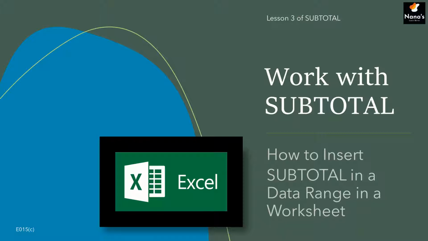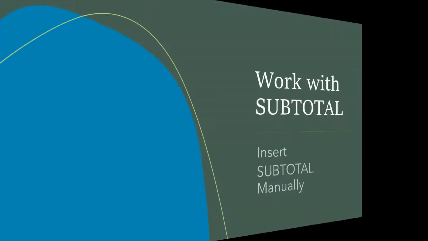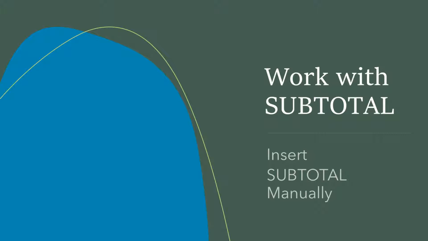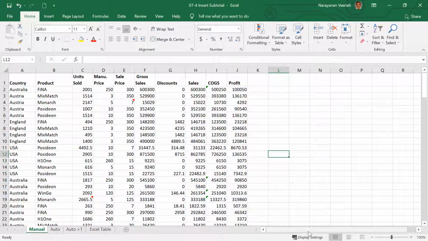You can insert subtotals either manually or automatically. We have an Excel worksheet showing the country-wise sales of certain products. Assume that you want to arrive at the subtotals at the country level besides arriving at the grand total.